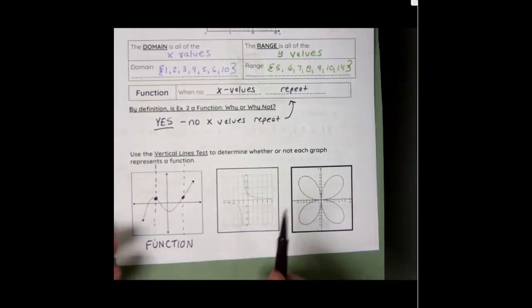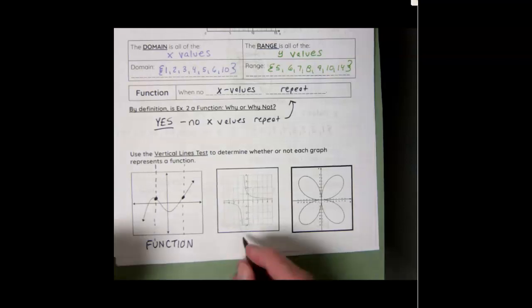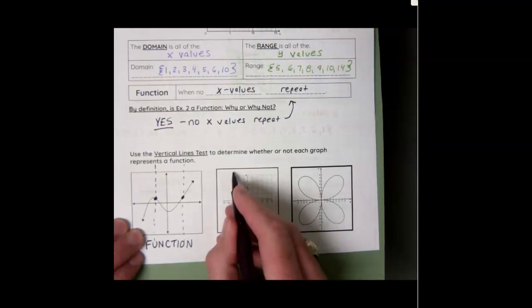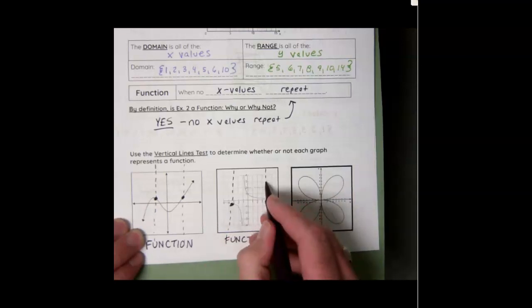Okay, now try the second example. I get my paperclip again. I go all the way across. It's only touching it one time. Still only touching it one time. Even though right here it doesn't really touch it at all, keep going, still only touches it one time or less. So again, this is a function. Only touches it one time. Okay?